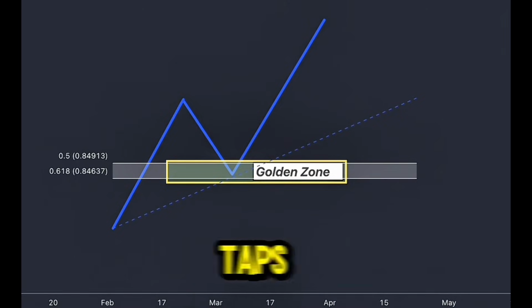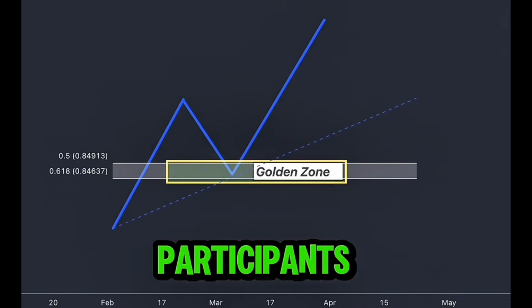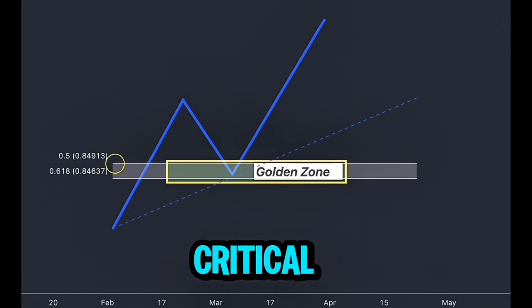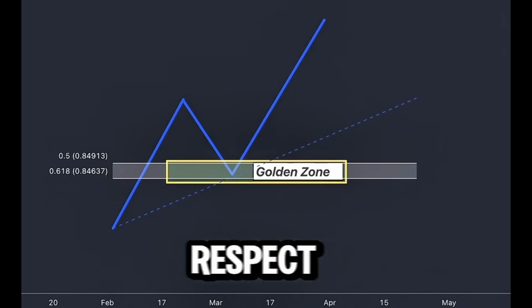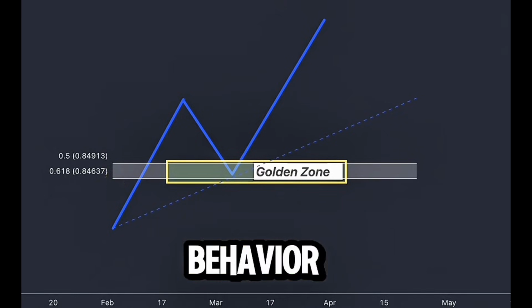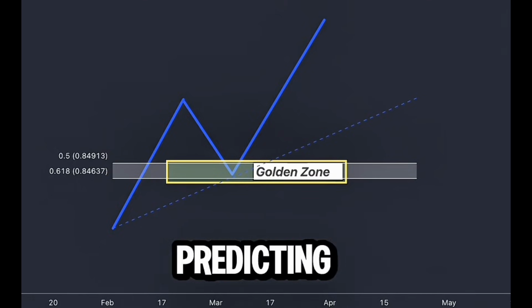The golden zone strategy taps into the innate tendencies of market participants. The 50% retracement level is a critical point where traders often begin to reconsider the direction of the market, while the 61.8% level, known as the golden ratio, is a psychological level that traders subconsciously respect. This ratio influences human behavior, making these zones incredibly powerful in predicting market movements.